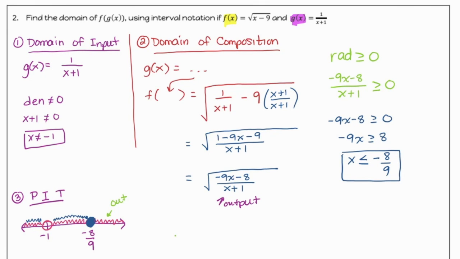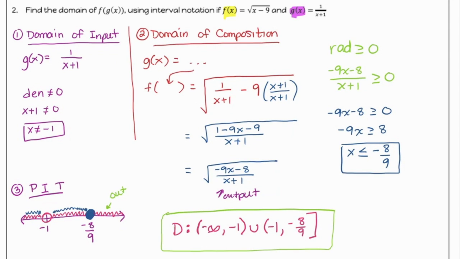So what we're going to do is actually write our domain using interval notation. The smallest possible x value we could have is negative infinity. And we work our way to negative 1, but negative 1 is not included. Then we start up again at negative 1 and we go all the way to negative 8/9. And that negative 8/9 is included. And there is my answer.